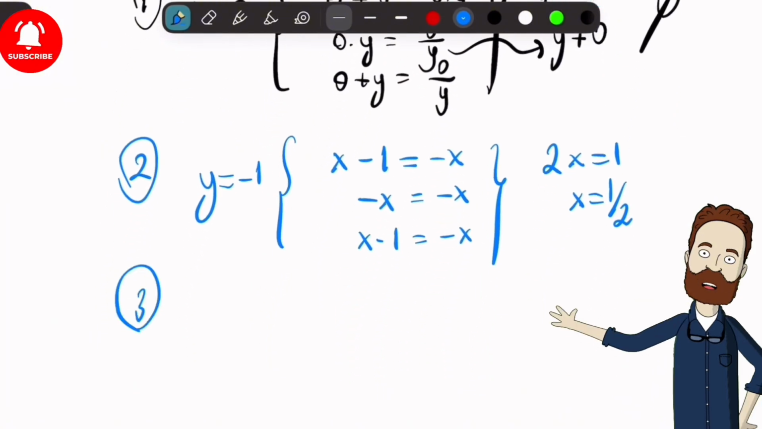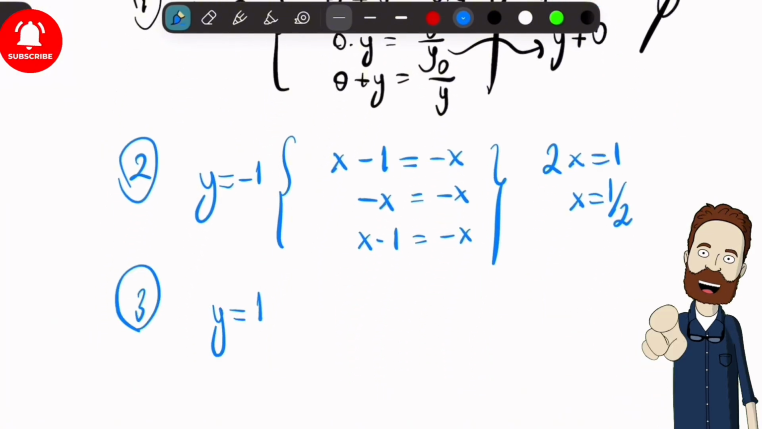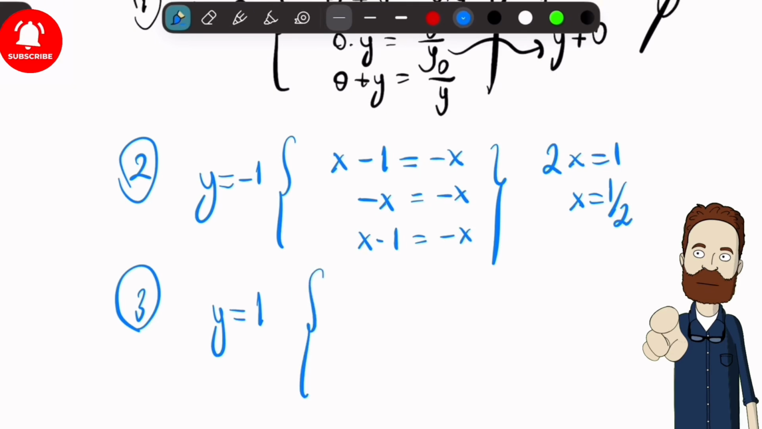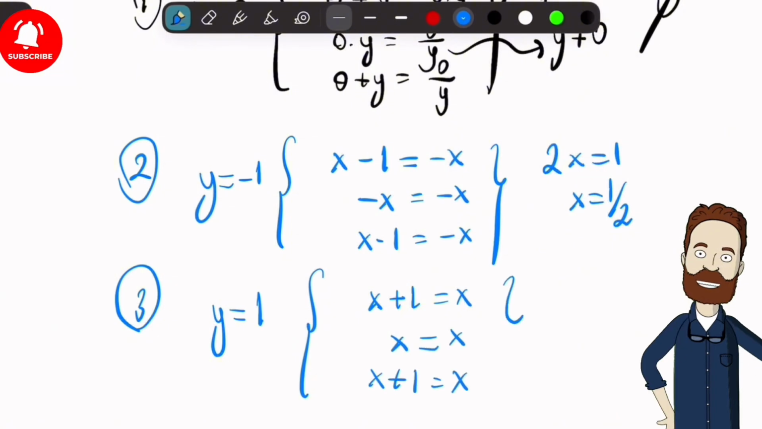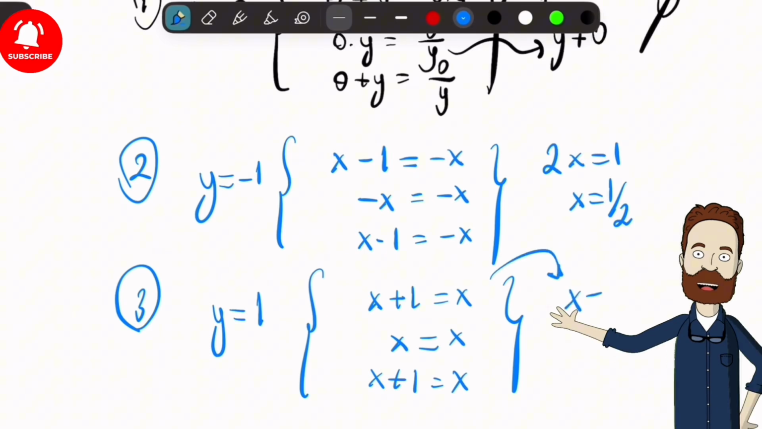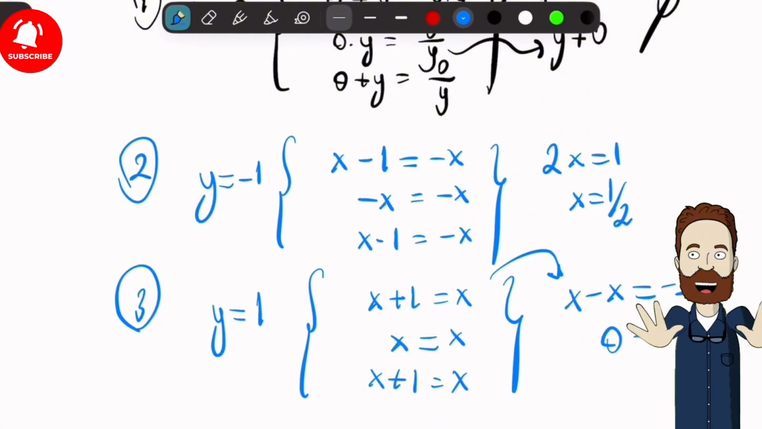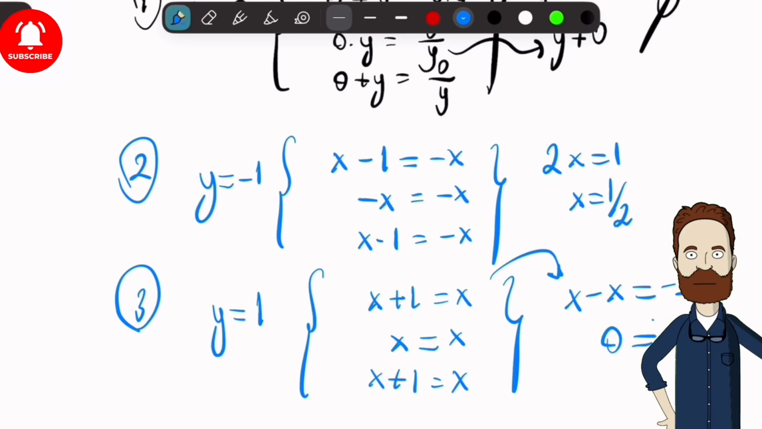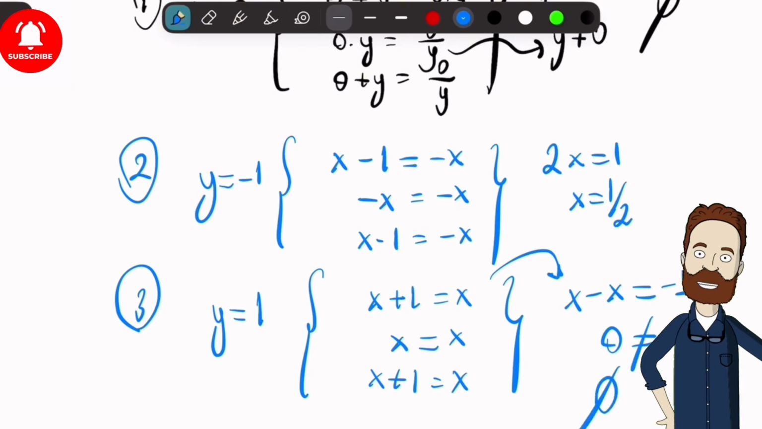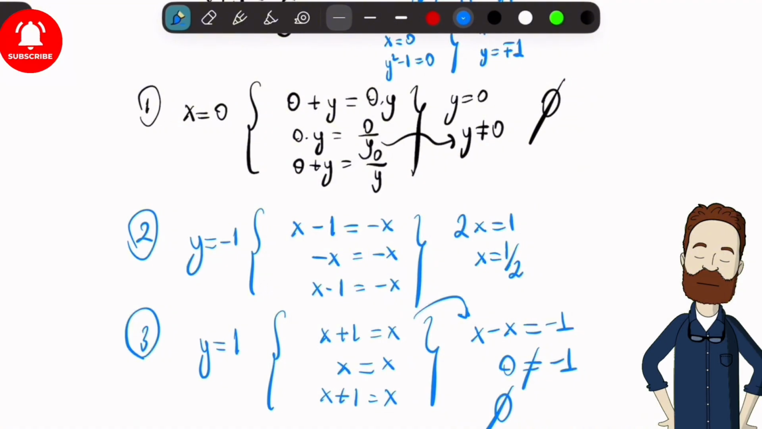When we switch to our third situation, what can I choose here now? I can choose y to be 1. Then x plus 1 is equal to x. From here, x plus 1 is equal to x, so x minus x is equal to negative 1, which gives 0 is equal to negative 1. However, there is no such situation, so we couldn't reach any solution set from here.